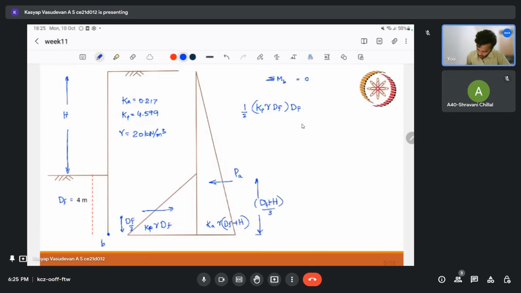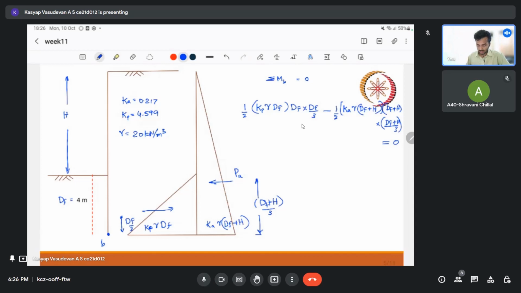So into this will be Df by 3. So the clockwise moment because of the passive earth pressure is written. The anti-clockwise moment because of active earth pressure can be written as half into Ka gamma (Df plus h), that is our base, into height (Df plus h), into distance, that is (Df plus h) by 3. So this should be equal to 0. So we have the moment equal to 0.